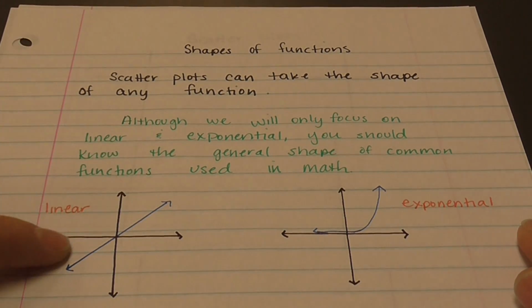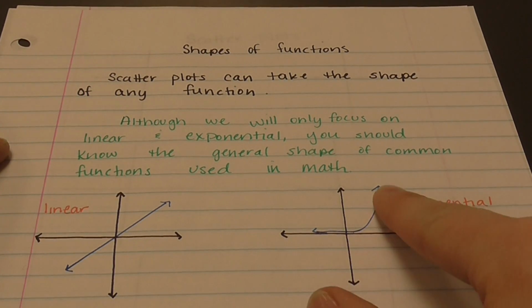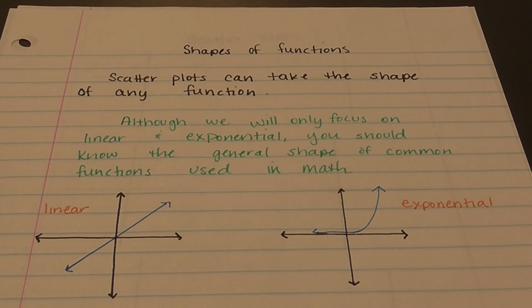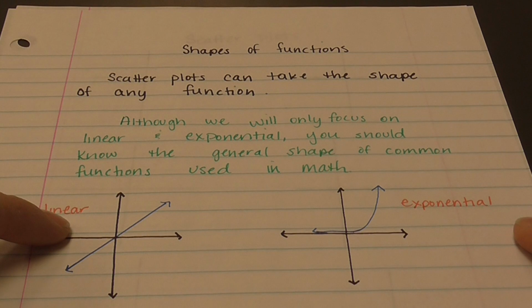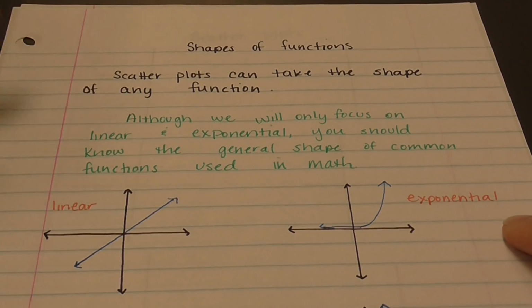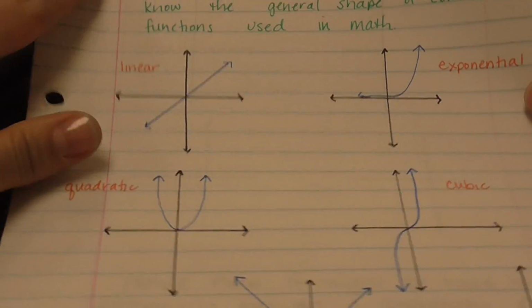Linear looks like a straight line. An exponential has that really sharp curve where we have an asymptote involved. Most of the scatter plots that we are going to be working with are going to be these two. The ones where we're going to come up with the equation, when I say we, I mean our calculators will come up with the equation for us, are going to be these two. But you may be asked to identify some of the other ones.